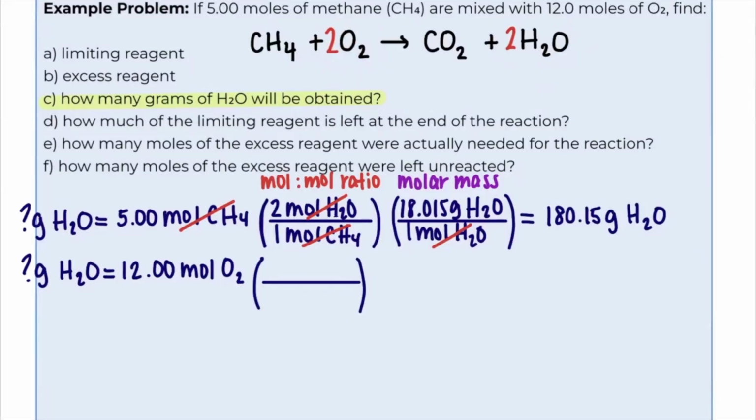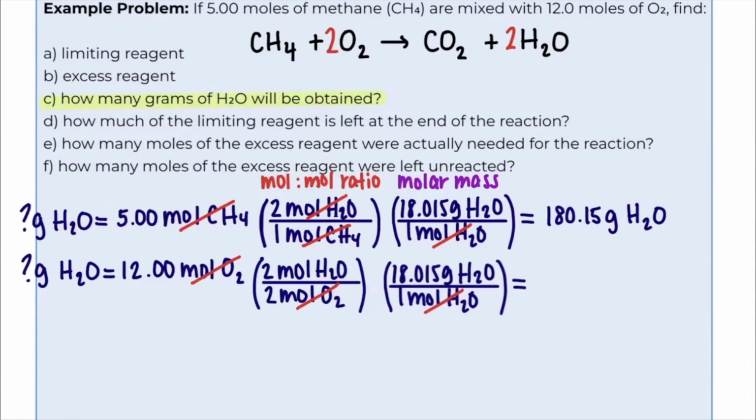The mole to mole ratio only comes from the coefficients, the numbers in the front of the molecules or compounds that you're dealing with. So we'll put the 2 moles of O2 at the bottom so that we can cancel out with the moles of O2 from our given value. And then we put the 2 moles of H2O at the top. Now that we have moles of H2O, we can go to grams of H2O using molar mass. So we know that for every 1 mole of H2O, we have 18.015 grams of H2O. So it's essentially the same step as last time.